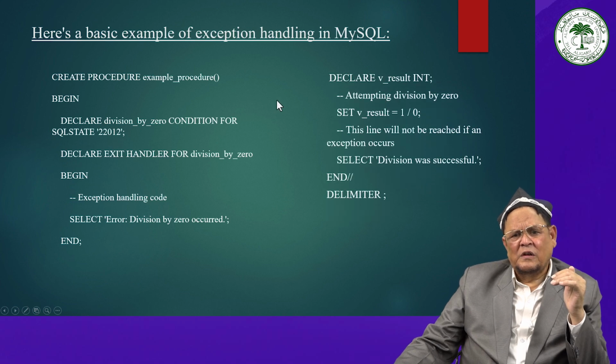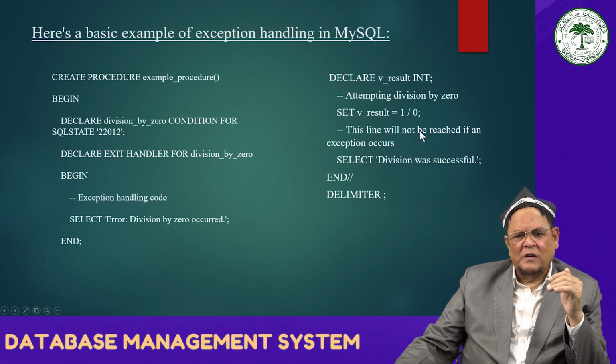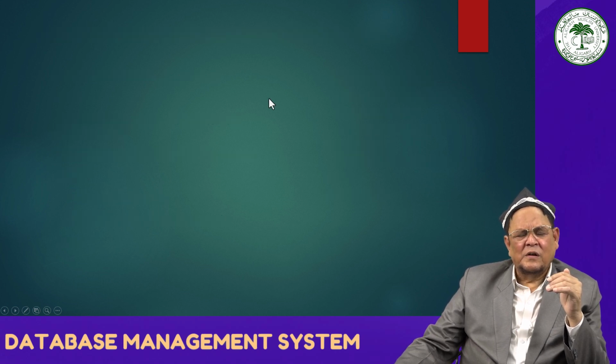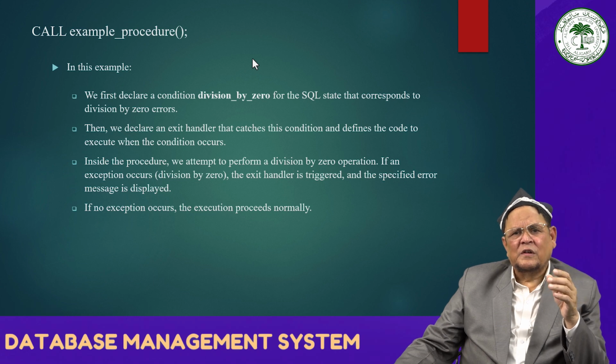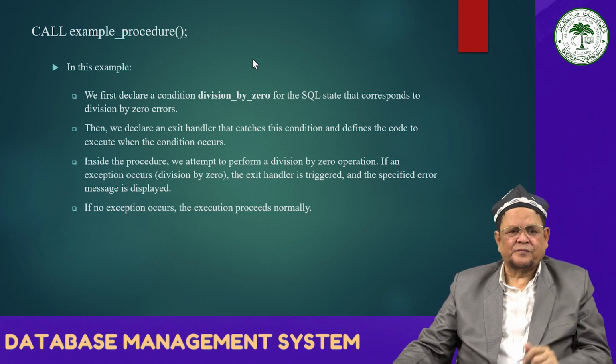This is the example. Here you have to declare v_result integer. It means attempting division by zero, so set v_result equal to 1/0. Select 'Division was successful' and delimiter. This line will not be reached if an exception occurs. So in this way, you are able to handle the errors. Then after that you have to call example_procedure in MySQL.